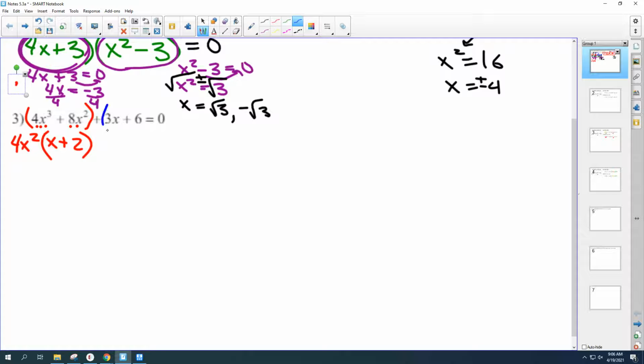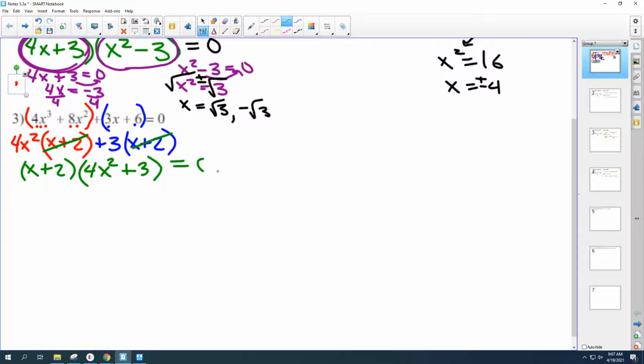And then I look at my second group. Again, I need a plus sign in between those two parentheses, so keep that in mind. Common factor of 3, both those numbers are divisible by 3. Take that out, x plus 2. And again, you'll know you're on the right track when you see that match right there, x plus 2, x plus 2. That's going to be a GCF for our next step, x plus 2. If we take that out, we would have 4x squared plus 3. So that's factored. We did the grouping method to factor that, but we still have to solve or find the zeros.